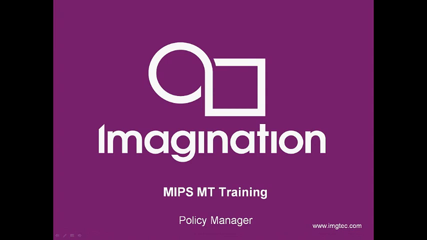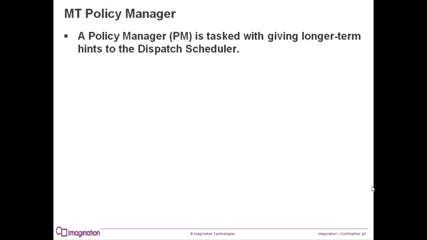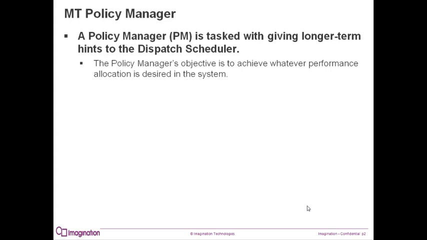This section covers the Policy Manager implementation of the 34K cores. The Policy Manager is a device that works with the dispatch scheduler of the core. The objective of the Policy Manager is to help you control the performance of each thread in your system so you can achieve your desired performance allocation of the CPU. This is commonly called Quality of Service, or QoS.